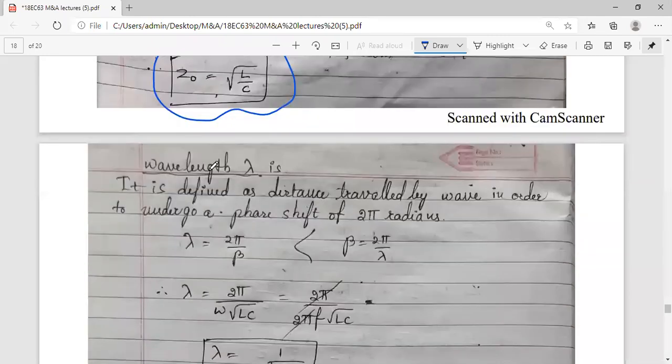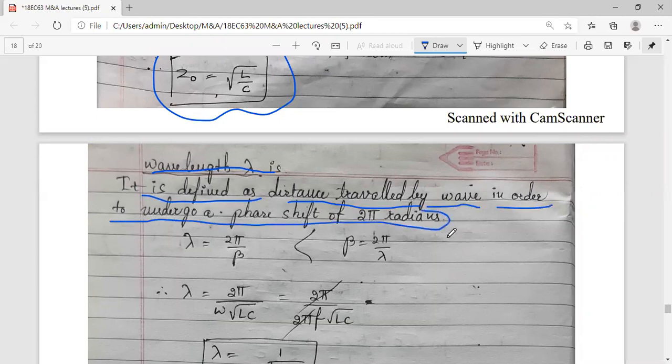Today, let's see about the wavelength lambda. You know it generally. What is lambda? Lambda and frequency are inversely related. Lambda is in terms of distance, frequency in terms of per cycle, right? So it is defined as the distance traveled by an electromagnetic wave in order to undergo a phase shift of 2 pi radians, one complete cycle. If you take one complete cycle, the distance traveled by a wave to go through a phase shift of 2 pi radians, we call it the wavelength lambda.